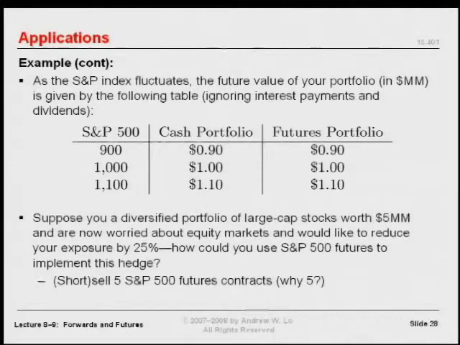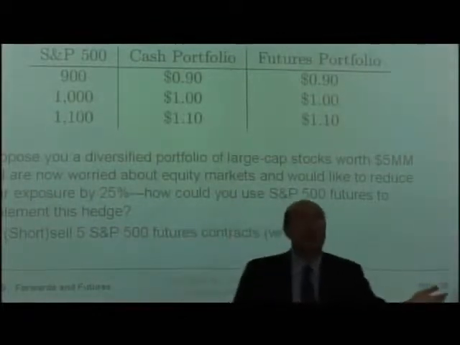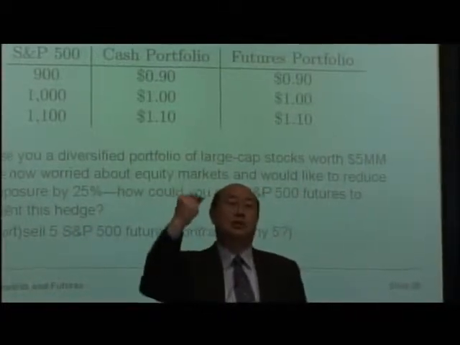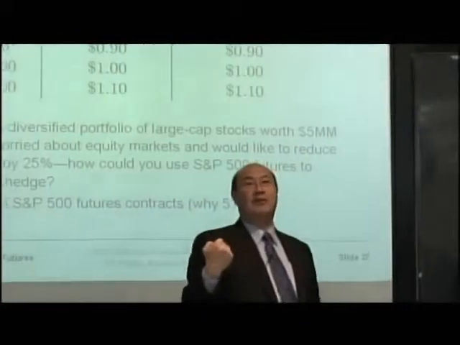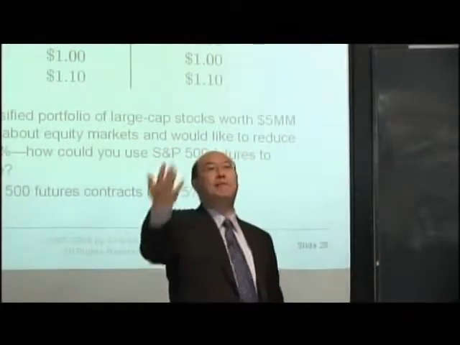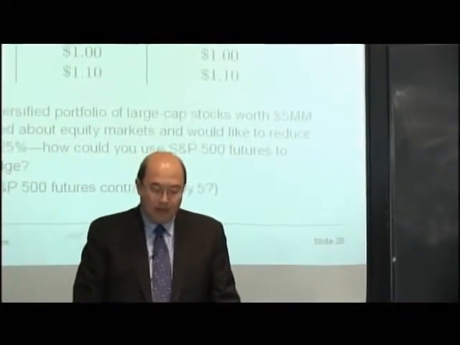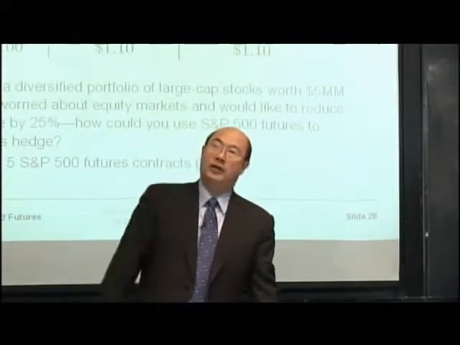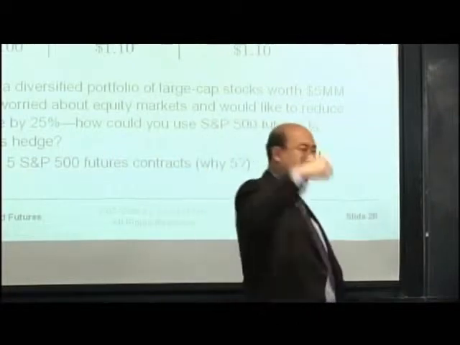Suppose that the S&P index fluctuates, bounces around. Then you'll see that your cash portfolio, if you had put $1 million into the S&P directly, fluctuates in exactly the same way that your futures portfolio fluctuates. If the S&P goes down by 100 to 900, the notional value of your portfolio with 4 contracts is $900,000. So you've actually lost $100,000, and that's going to be deducted from your account. If, on the other hand, the S&P goes up by 100, then your cash portfolio will be worth $1,100,000, and your futures portfolio will be worth the same. You will now get $100,000 deposited into your account.